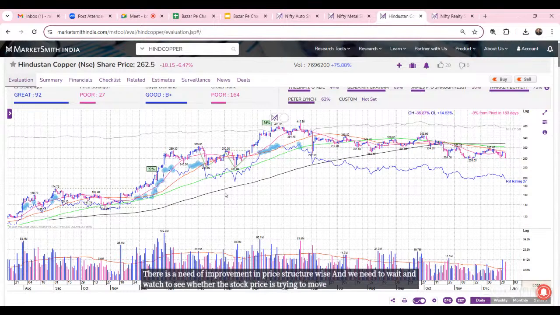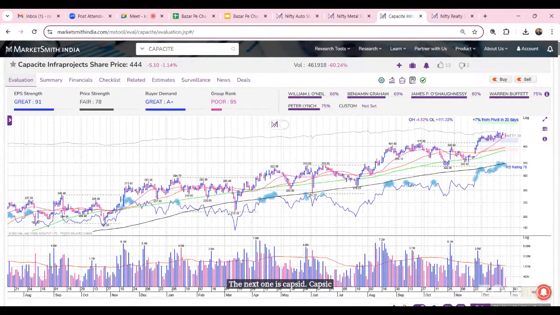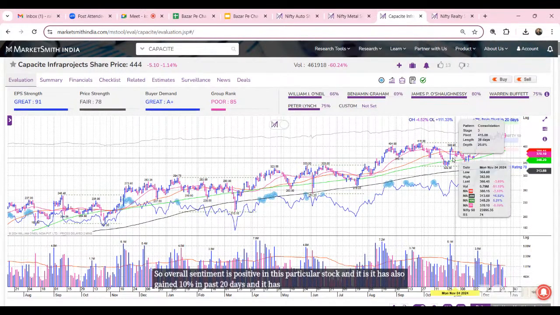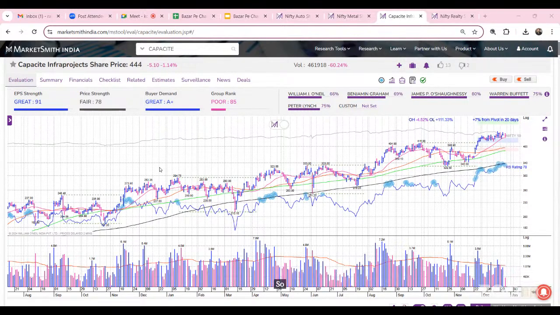The next one is Capacit'e Infrastructure. Overall sentiment is positive in this particular stock, and it has also gained 10% in the past 20 days, and it has given a breakout from the consolidation phase, stage 3. So overall sentiment is good. If you look at the EPS 91 and buyer demand is A plus, which is good. So there is no weakness as such. CDSL.